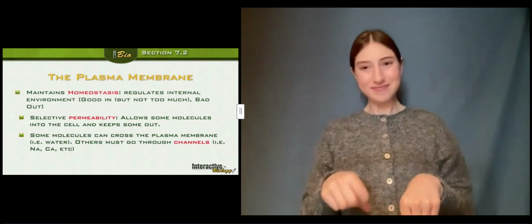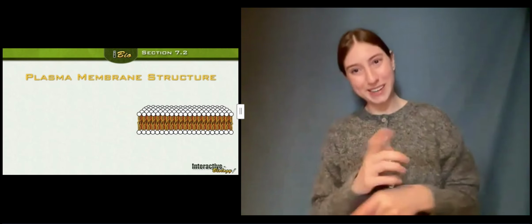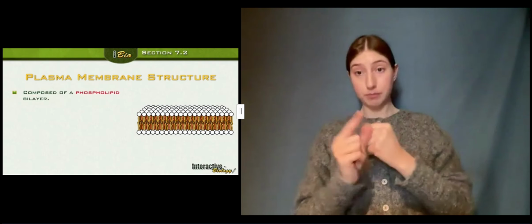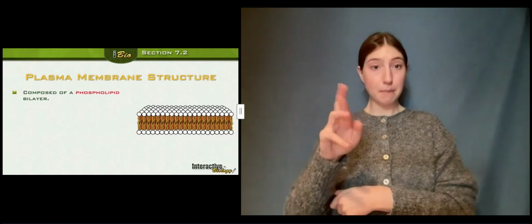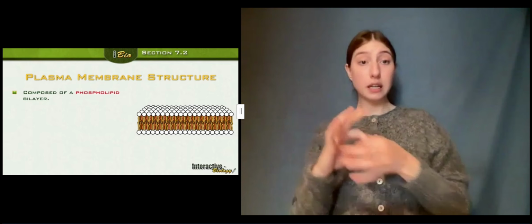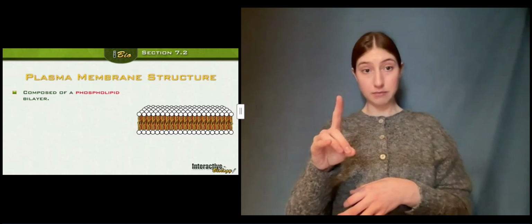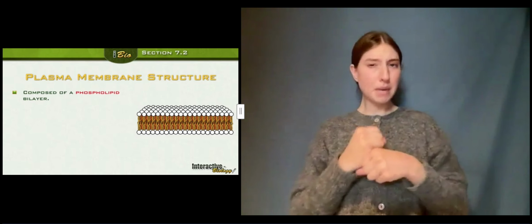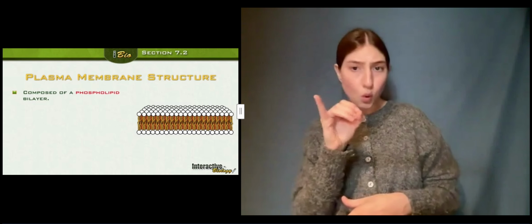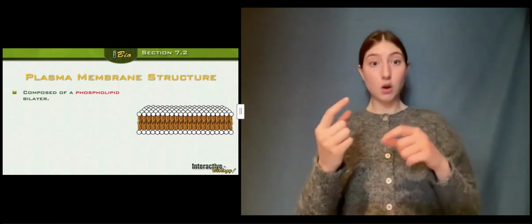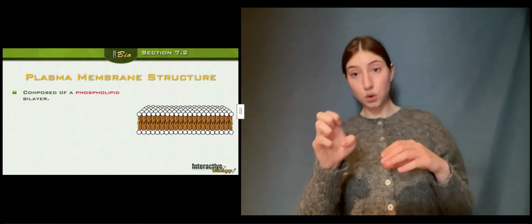All right. Let's talk about the structure of the plasma membrane. The plasma membrane is composed of what we call a phospholipid bilayer. What is a lipid again? Fats and oils. And we spoke about the structure of the lipids, and we spoke about that lipids are normally one molecule of glycerol attached to three what? Do you guys remember? Fatty acids, correct.